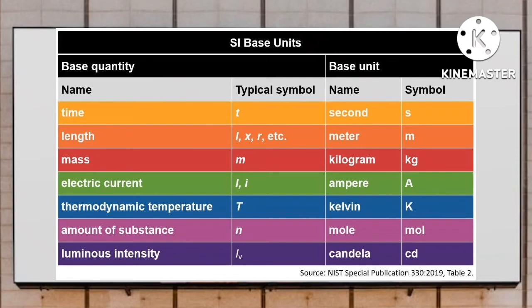Sixth one is amount of substance, represented by n. Unit is mole, represented by mol. Last but not the least is luminous intensity, represented by capital I subscript V. Unit is candela, and represented by cd.